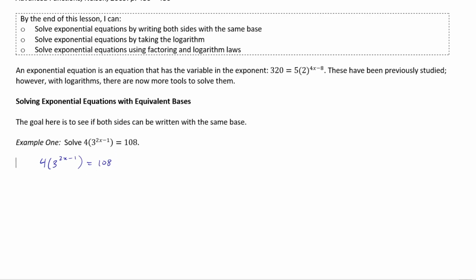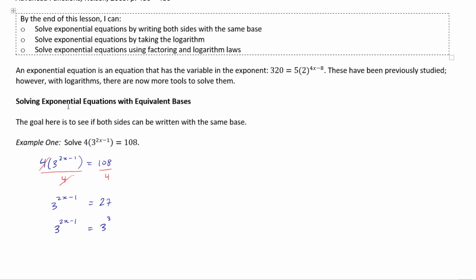108, and I'm going to divide both sides by 4. These 4's will cancel, and this will simplify to 3 to the power of 2x minus 1 is equal to, and 108 divided by 4 is equal to 27. Well, this works out really well, right? This is the first thing that you should try because 27 is a perfect power of 3. So 3 to the power of 2x minus 1 is just equal to 3 to the power of 3.